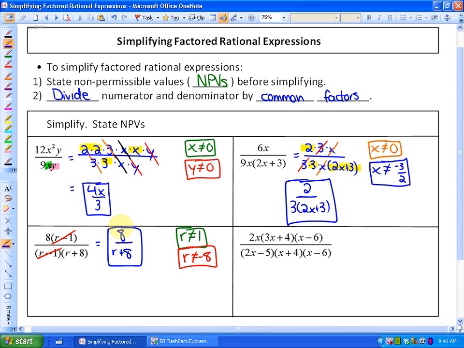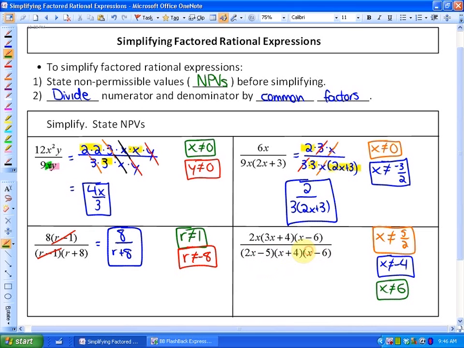In your last one, let's deal with all of the non-permissible values first. We have 3 factors in our denominator, and each factor has a different non-permissible value. Our first factor of 2x minus 5 has a non-permissible value of x cannot equal 5/2. Our second factor of x plus 4 has a non-permissible value of x cannot equal negative 4, and our factor of x minus 6 has a non-permissible value of x cannot equal 6. Those are our non-permissible values.